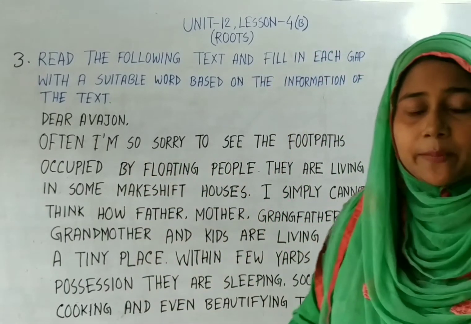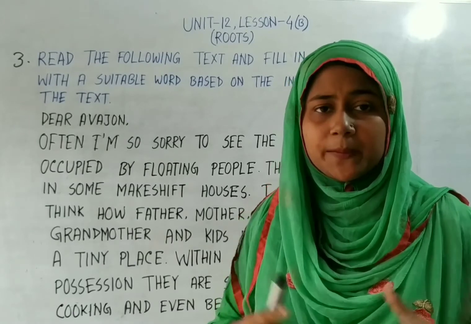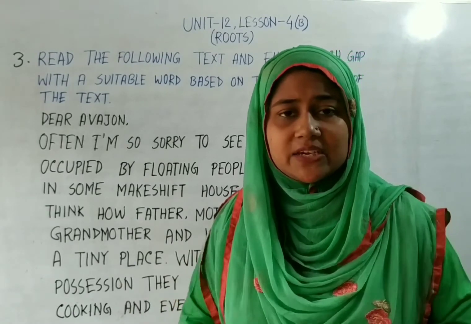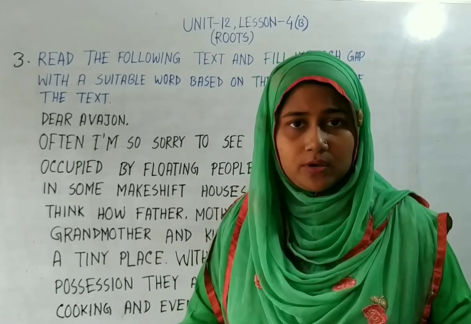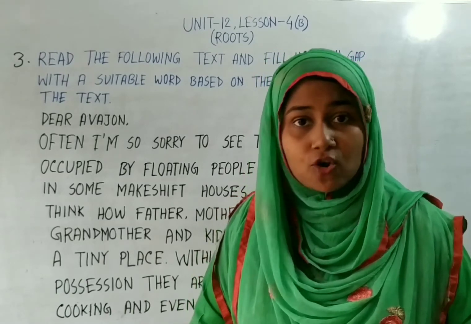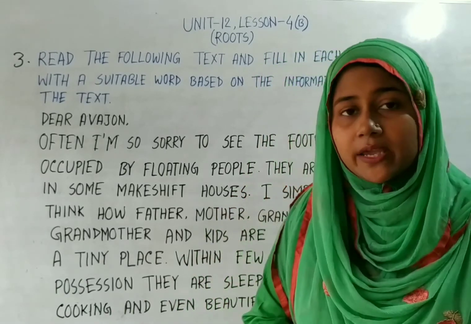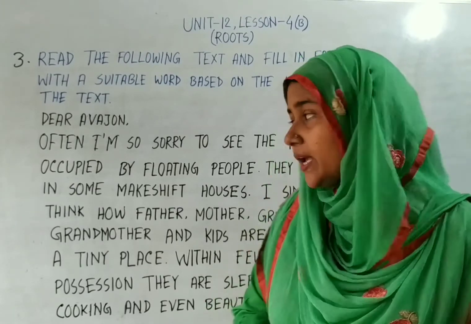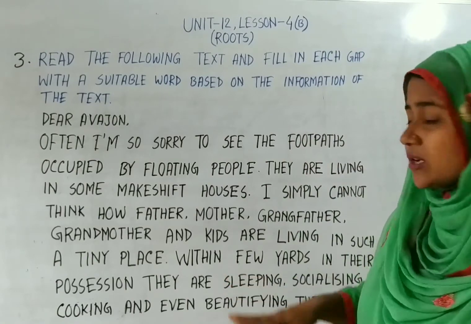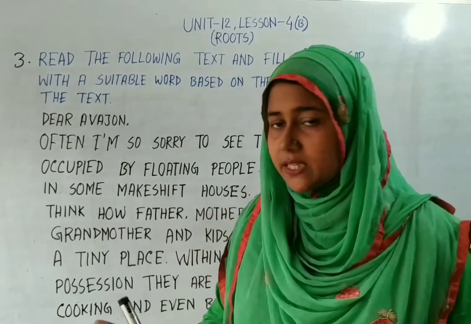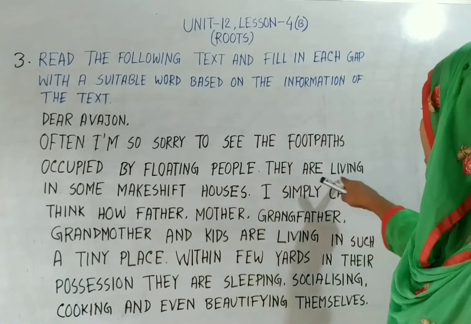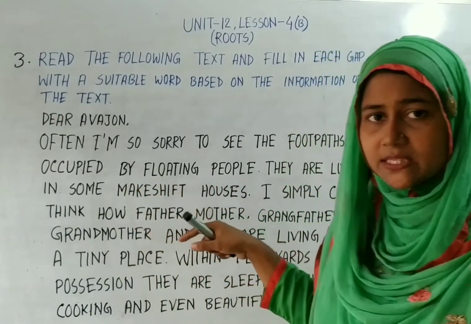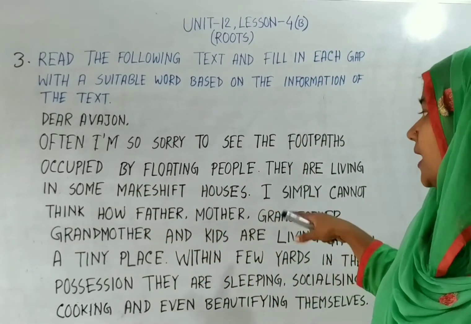What do you understand by floating people? Floating people means the people who don't have any living place of their own. They are living in footpaths or in slums, and lead a miserable life there, without many necessary things. Then they are living in some makeshift houses. They are living on that place with makeshift houses.